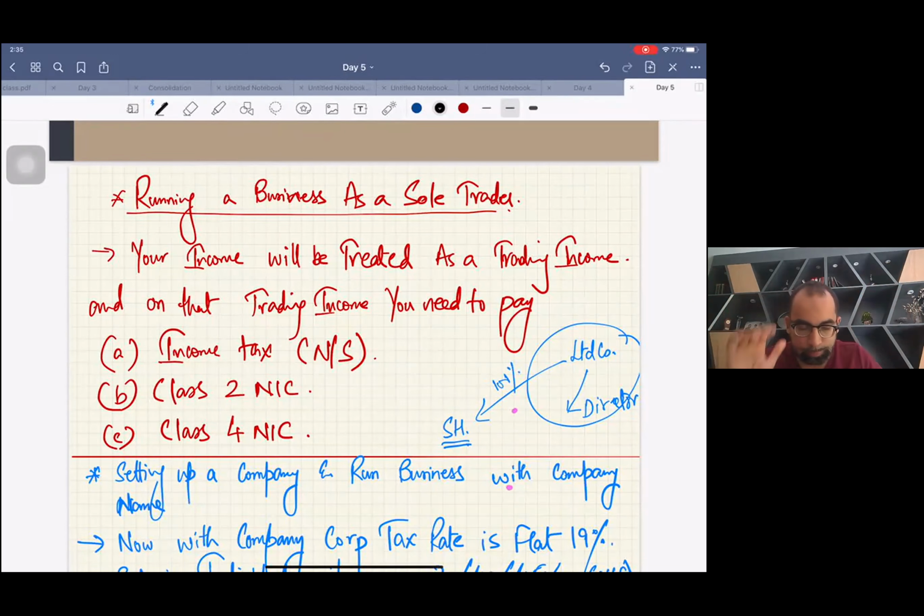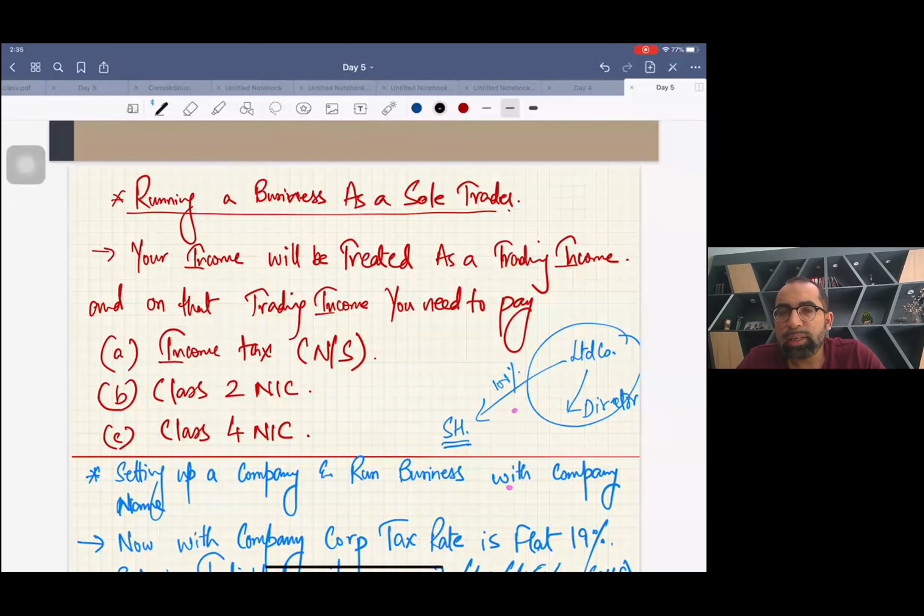Now, running a business as a sole trader. For example, you are an individual sole trader and you are running a business. Then that business income will be treated as trading income. If you are getting that income directly in your accounts, that income will be trading income.